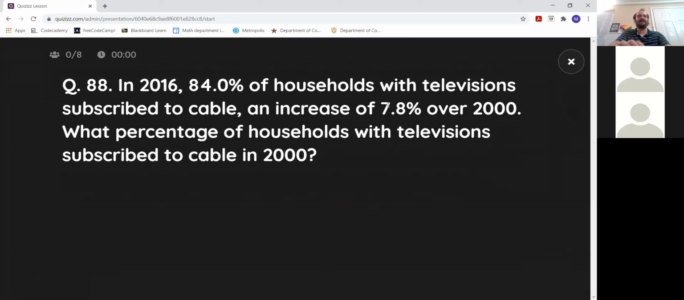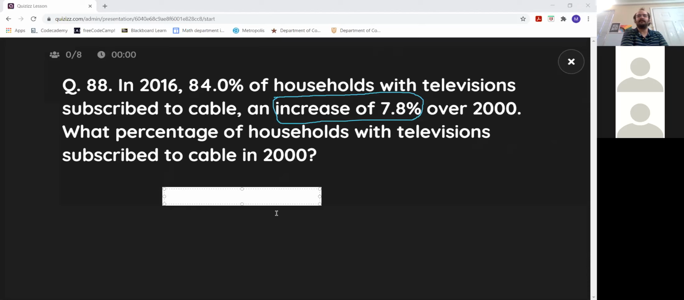This is a little bit tricky because they're doing percentages of percentages. So again, if I want to do this, if it is an increase of 7.8%, what is the number that I'm going to multiply by? If I increase something by 7.8%, that is 7.8% more than, how much percentage of is it going to be?